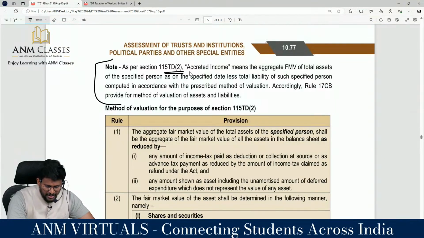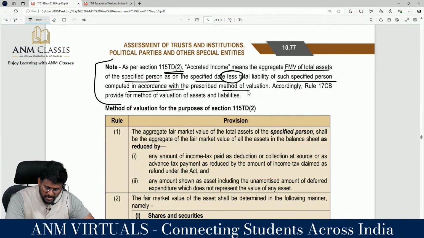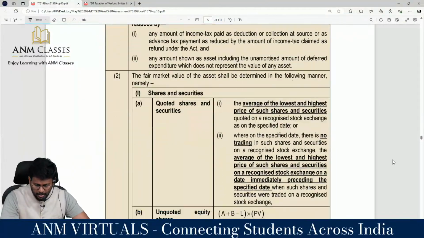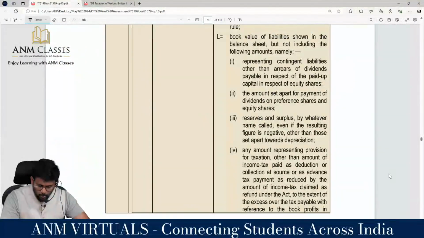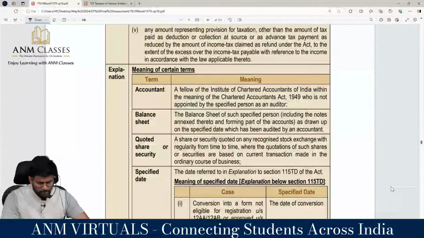As per 115TD subsection 2, accreted income means the aggregate fair market value of total assets of the specified person as on the specified date, less the total liability of such specified person computed in accordance with the prescribed method of valuation. So we have a prescribed method of valuation. Are you really with me? They have laid down such a big valuation method for how you should value each item.